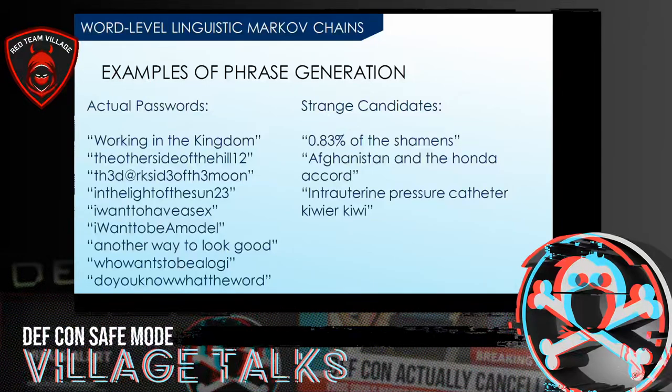Admittedly, it does produce some strange candidates sometimes, and I've collected some of the weirder ones I've seen on the slide right here. I don't know how we went from intrauterine pressure catheters to kiwi or kiwis. I can only assume one of the websites scraped for the training data was a blog post about making kiwi or kiwis with an embedded catheter cowboy advertisement. I really don't know. Now I should head off some common questions I'm anticipating.